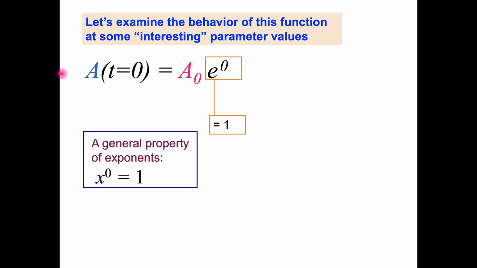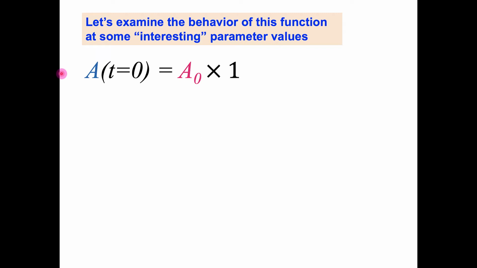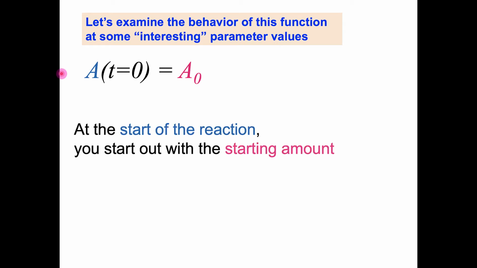So we have a at time 0 is equal to a0 times 1, or just a0. And that's basically saying that at the start of the reaction, you start out with the starting amount.